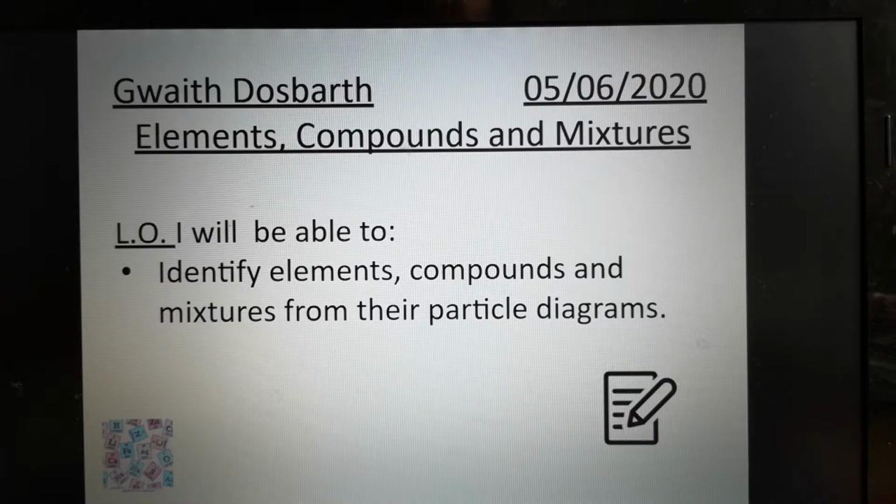Today we're going to be identifying elements, mixtures and compounds from their particle diagrams, which sounds very complicated, but it's not at all. It's basically just looking at pictures and trying to decide whether that diagram is showing us an element, a mixture or a compound. And you'll see how easy it is when I show you the pictures.